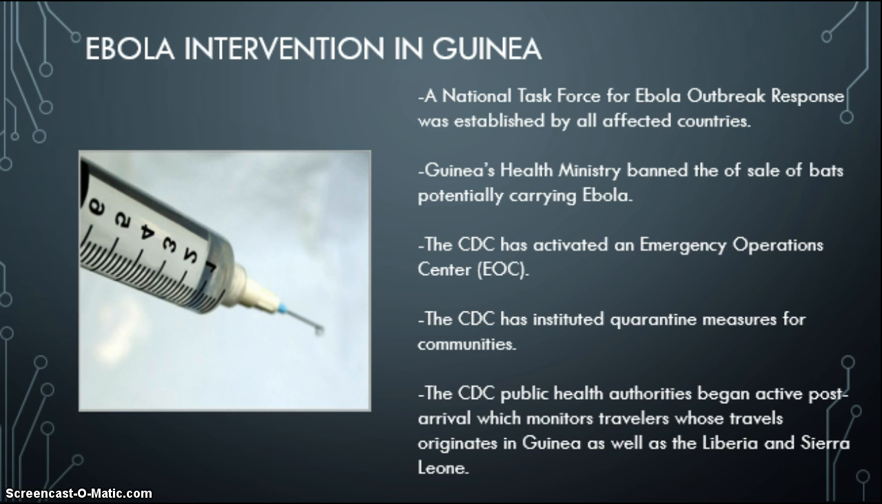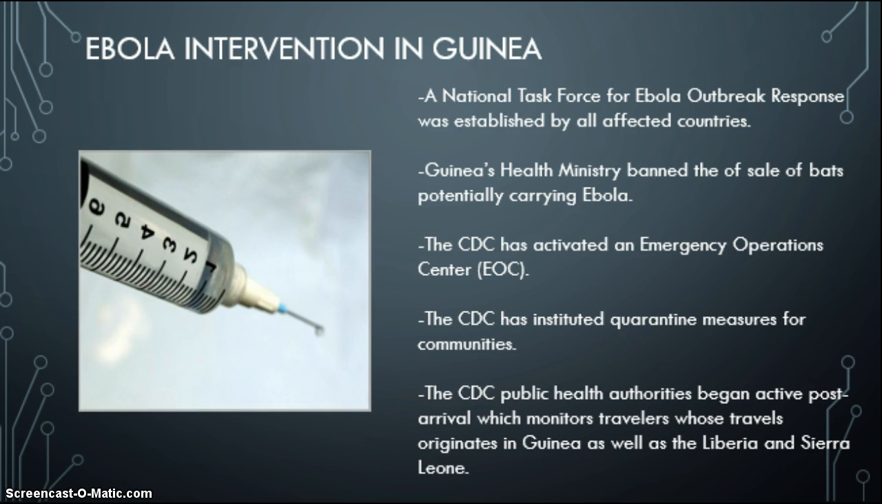The CDC staff have been working 24 hours, 7 days a week at over 20 border health fields, which include international airports and also land offices. As of October 27, 2014, the CDC Public Health Authorities began active post-arrival monitoring, which monitors the health of travelers who originate in Guinea, as well as Liberia and Sierra Leone.